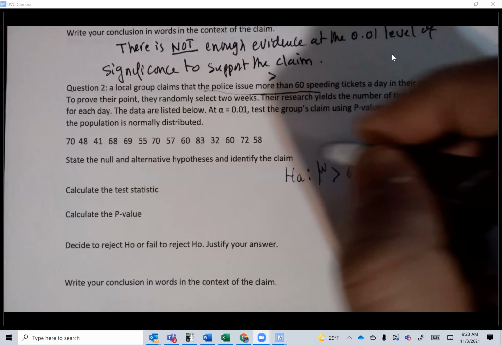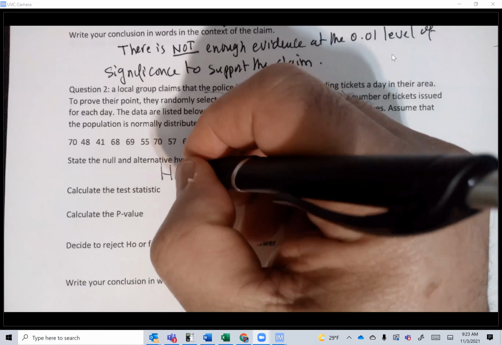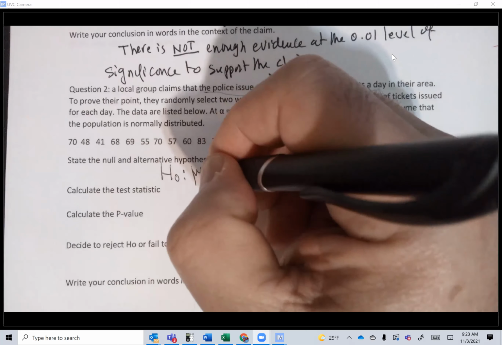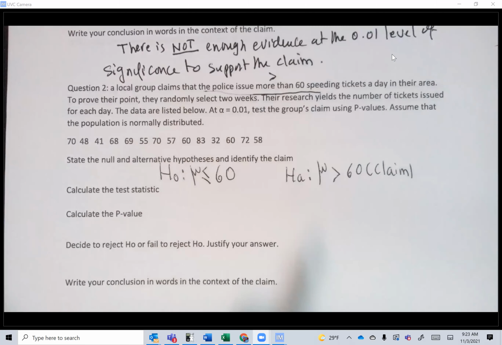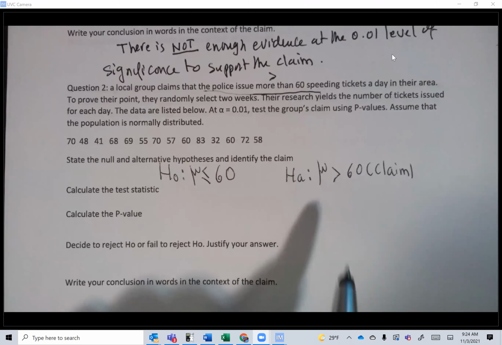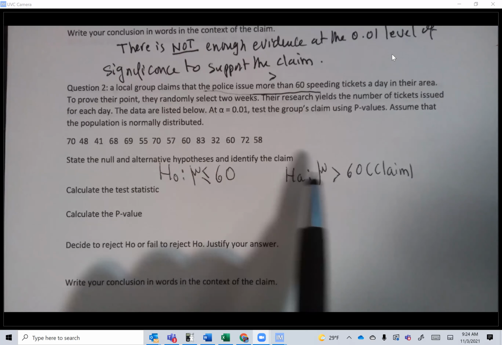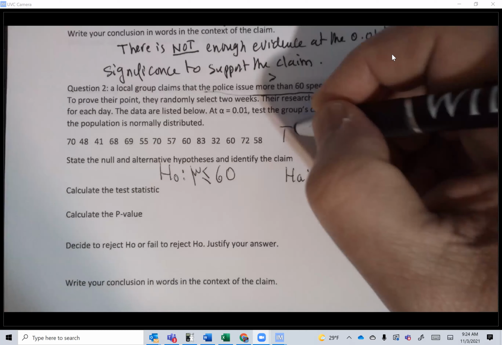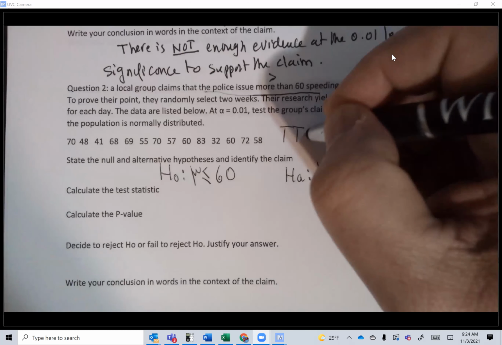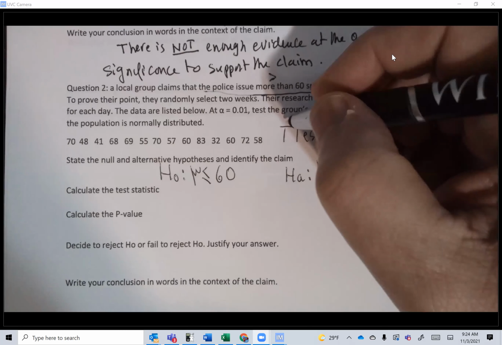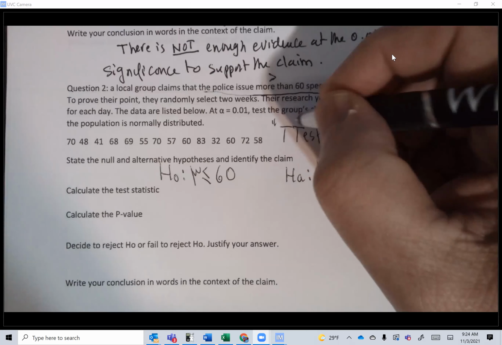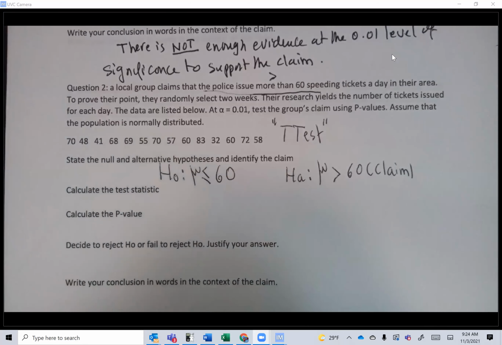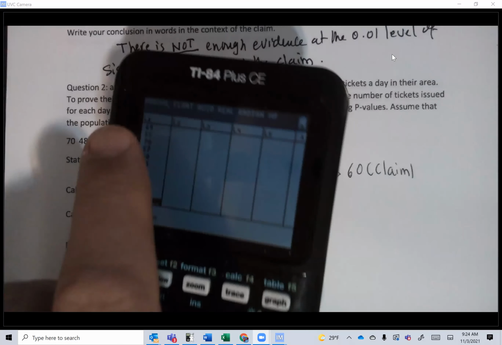And HO, guys, is going to be the competing hypothesis. As I told you guys, if you have a greater than in the alternative, you have to have less than or equal to in the null. And this is a t-test. Not a z-test, because you didn't give me sigma, the population standard deviation, so you're going to just run a t-test. Okay, now let the calculator do the rest.